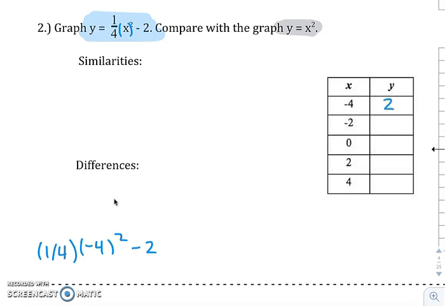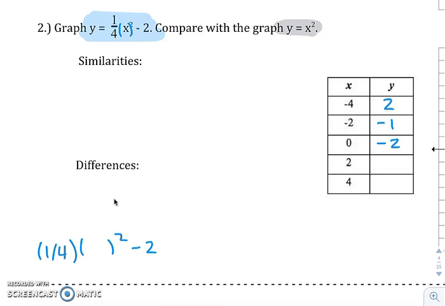Then you would plug in negative 2. Negative 2 squared is 4. 4 times a fourth is 1. 1 minus 2, negative 1. Then you plug in 0. 0 squared is 0 times a fourth is 0. 0 minus 2 is negative 2.